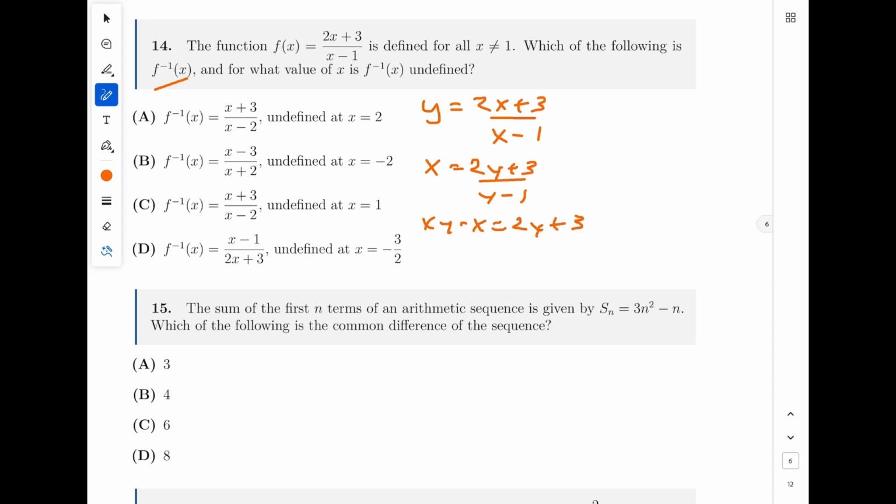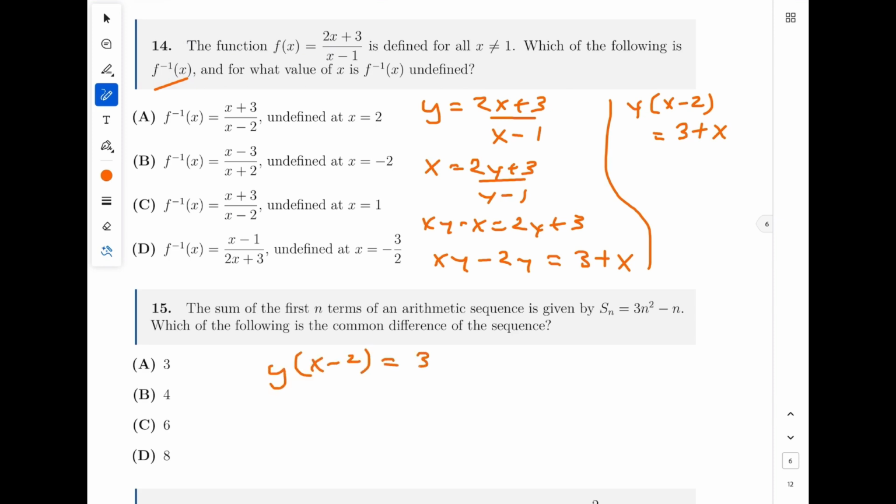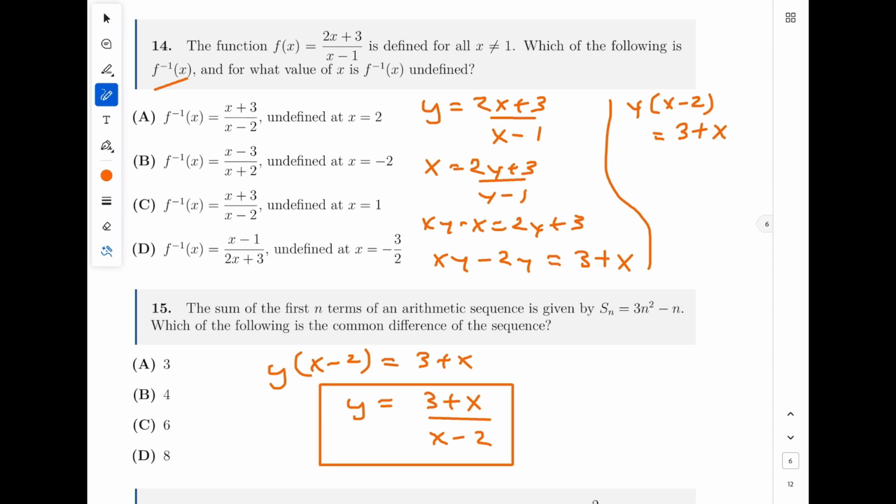Then I add x and subtract 2y, so I have xy minus 2y is equal to 3 plus x. Then I take y common, so we have y into x minus 2 is equal to 3 plus x. Then I send x minus 2 to the other side, so y is 3 plus x over x minus 2. That should be our inverse.